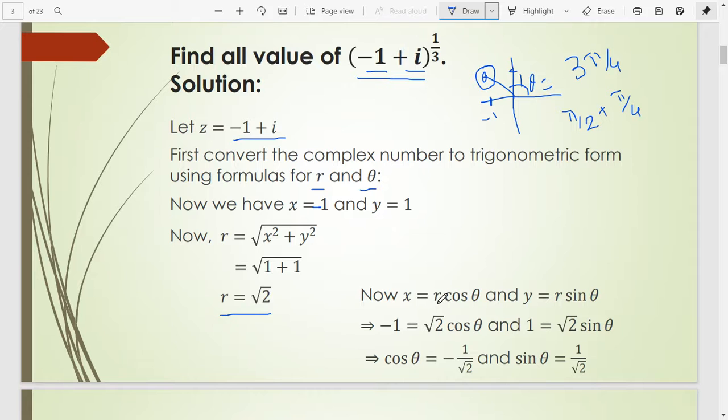Now x is equal to r cos theta and y is equal to r sin theta. We have given x is equal to minus 1 and r is equal to under root 2, and y is equal to 1 and r is equal to under root 2. So cos theta is equal to minus 1 upon under root 2 and sin theta is equal to 1 upon under root 2.